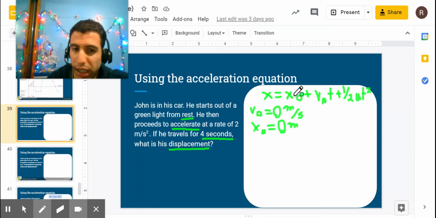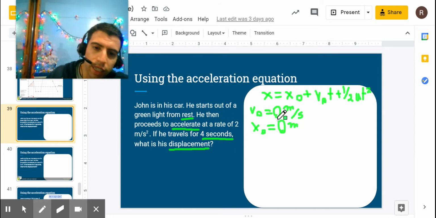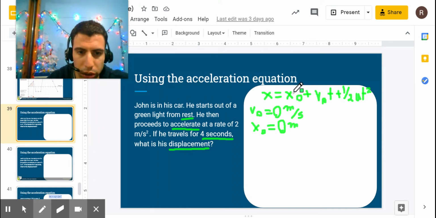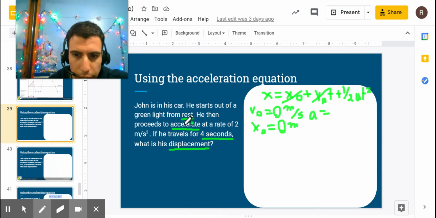I'm going to set my starting point at that green light. I'm going to say my x initial was 0. So I've got two terms that are 0, and in fact, if you look at the equation, I can just cross these two out. I do have an acceleration, though, and that is 2 meters per second squared.